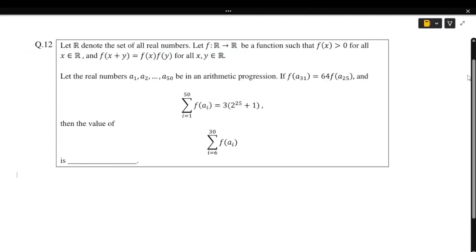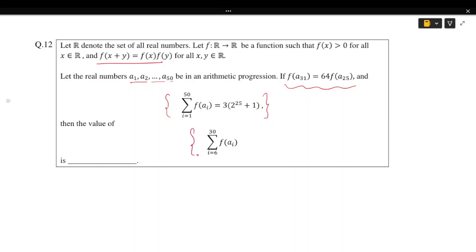Today we are going to discuss question number 12 from JEE Advanced 2025 Paper 1. Let's read the question. Firstly, we have a function which is defined by f of x plus y as f(x) into f(y). Now, the real numbers a1, a2 up to a50 form an arithmetic progression. And this has been given, as well as this also is given. So they are asking to find this. So how to find this?